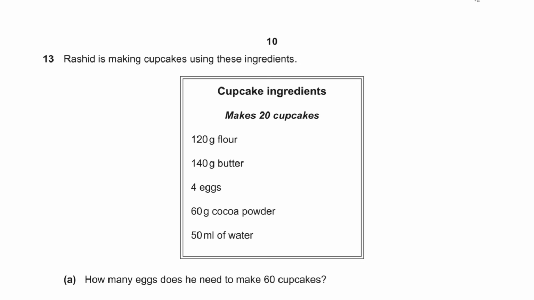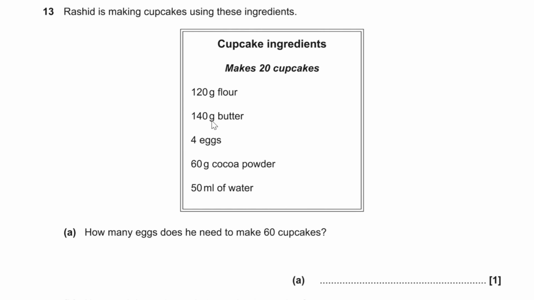Question number 13. Rashid is making cupcakes using these ingredients. That's what we see here. We've got 120 grams of flour, 140 grams of butter, 4 eggs, 60 grams of cocoa powder, and 50 milliliters of water. And for part A, how many eggs does he need to make 60 cupcakes? Well, to make 20 cupcakes, what you can see is we need 4 eggs. And therefore, for 60 cupcakes, of course 20 to 60, that's 3 times. So we need to do 4 times by 3, which is 12. So therefore he would need 12 eggs.